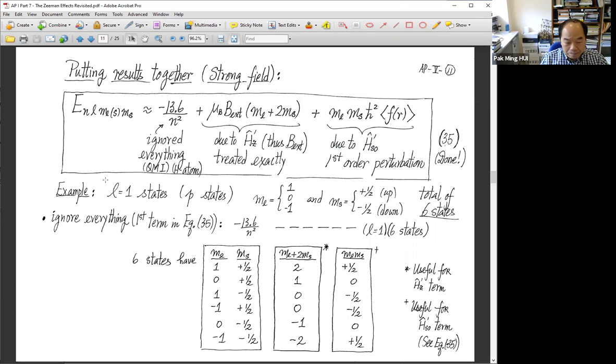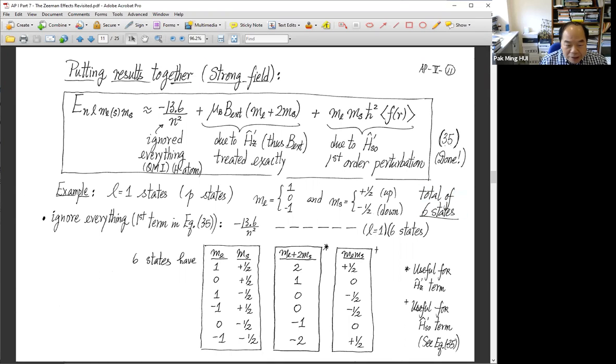2P, for example. Okay, so P states. Remember, P states means L equals 1. ML is 1, 0, minus 1. Spin plus minus half means up and down. Thereby, there are altogether 6 P states. That's what you learn in high school, the periodic table. When you go to that row, you have 6 P states.